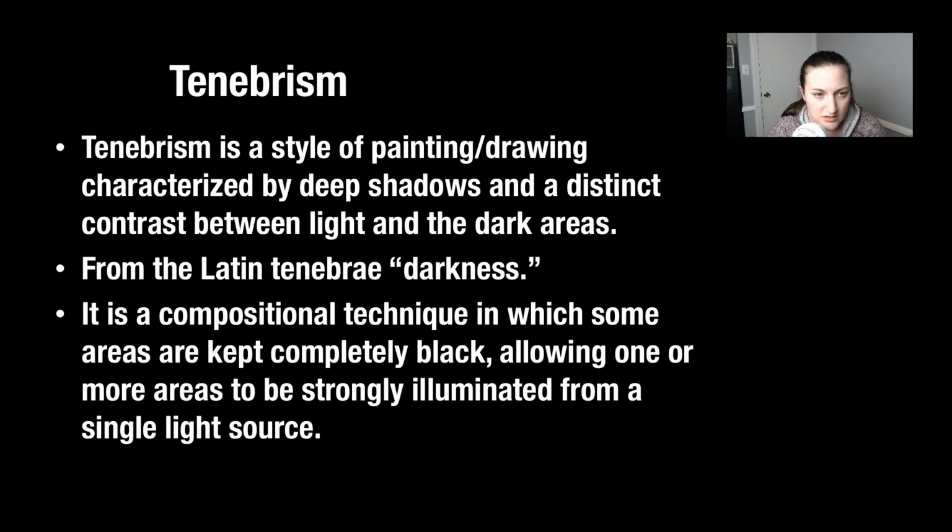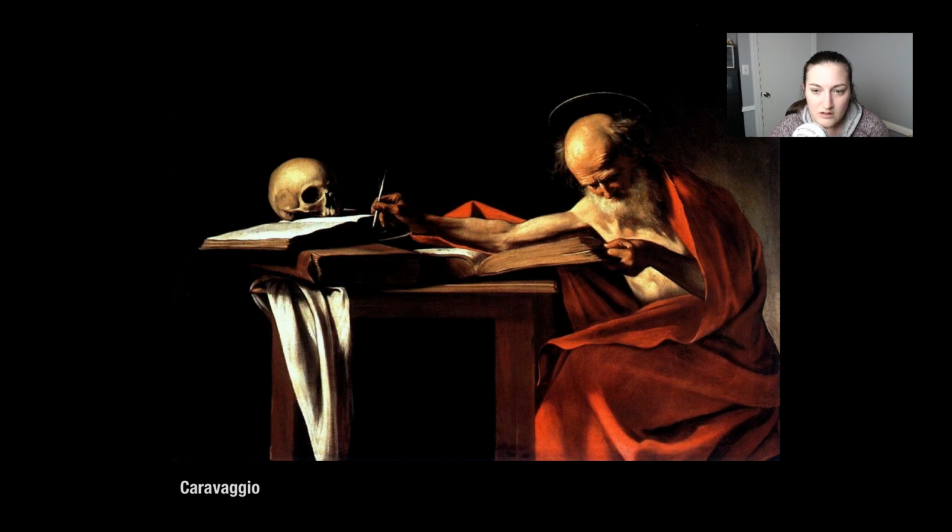And this term as well. Tenebrism, style of painting or drawing characterized by deep shadows and a distinct contrast between light and dark areas. The Latin word tenebrae, meaning darkness. It is a compositional technique in which some areas are kept completely black, allowing one or more areas to be strongly illuminated from a single light source. So Caravaggio is a really good example of that.